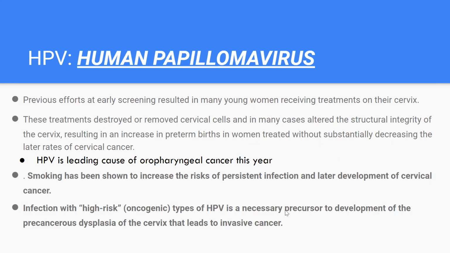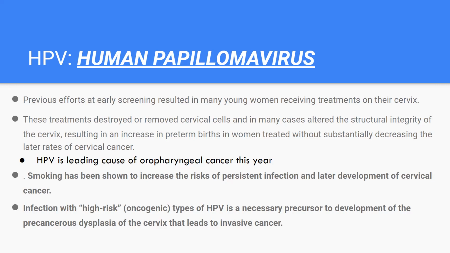Looking a little bit more detail of the HPV, human papilloma virus. It is used as a screening for young women. These are patients who are at high risk. Previous efforts at early screening resulted in young women receiving treatments on their cervix. The treatments usually destroy or remove the normal cervical cells, which causes an alteration in the integrity of the cervix itself. And that results in preterm births in women treated without decreasing the cervical cancer rate.